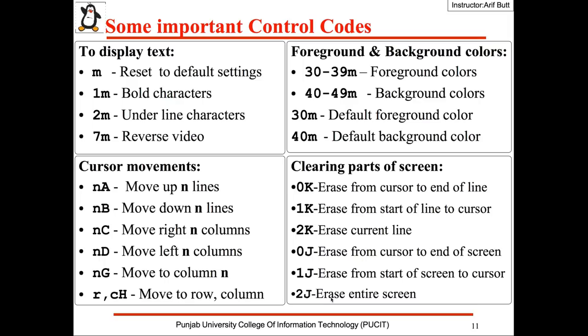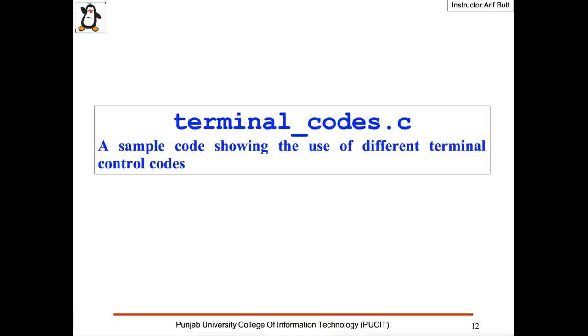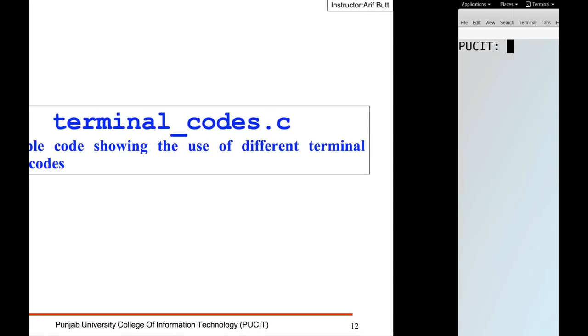So these are some of the control codes. You need not memorize them. You can find these and others on the web. And let me move on to the terminal again and show you a basic C code that uses these different terminal codes and control sequence introducer to change the display of your terminal.